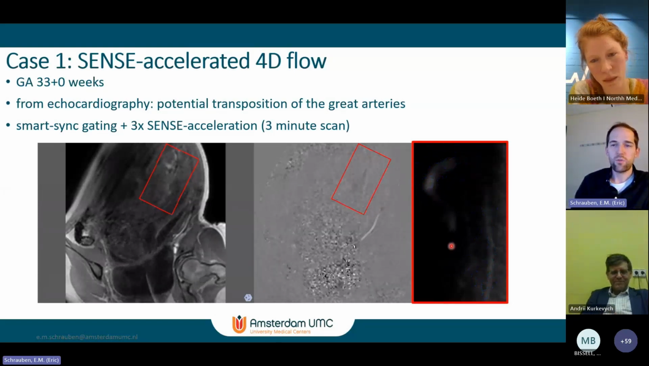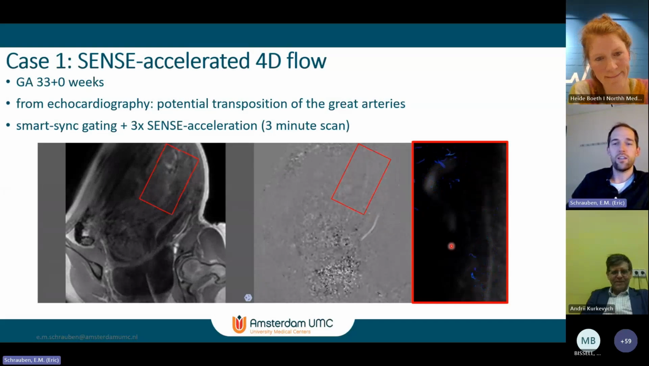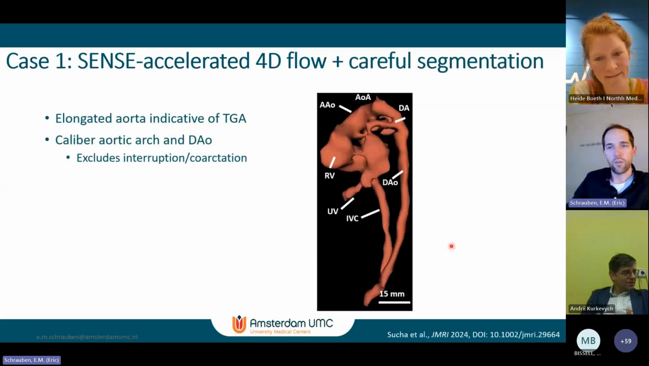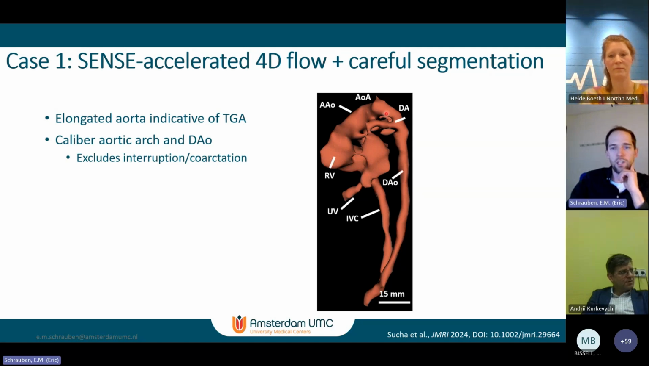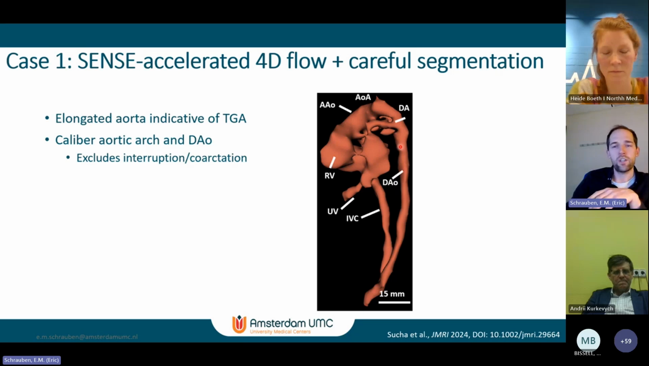So then we have to go through and do careful segmentation on the phase contrast MR angiograms. And once we do that, we can start to see the value of 4D flow for anatomical assessment, including this elongation of the ascending aorta, which is indicative of TGA, and this caliber of the ascending aorta and descending aorta, which really rules out any interruption or coarctation.